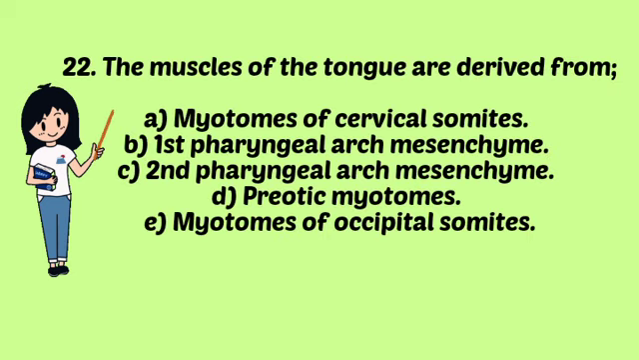22. The muscles of the tongue are derived from: A. Myotomes of cervical somites. B. 1st pharyngeal arch mesenchyme. C. 2nd pharyngeal arch mesenchyme. D. Preotic myotomes. E. Myotomes of occipital somites. Option E is correct, myotomes of occipital somites.